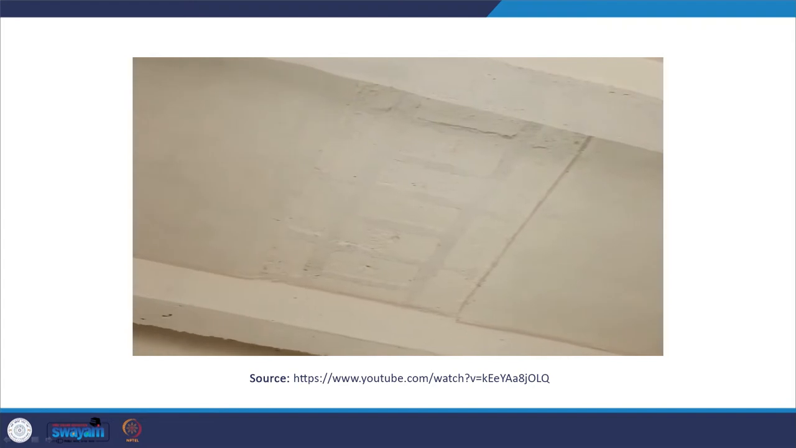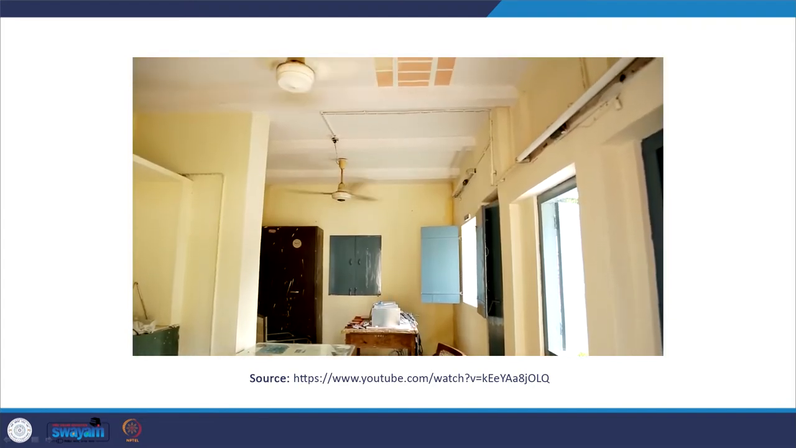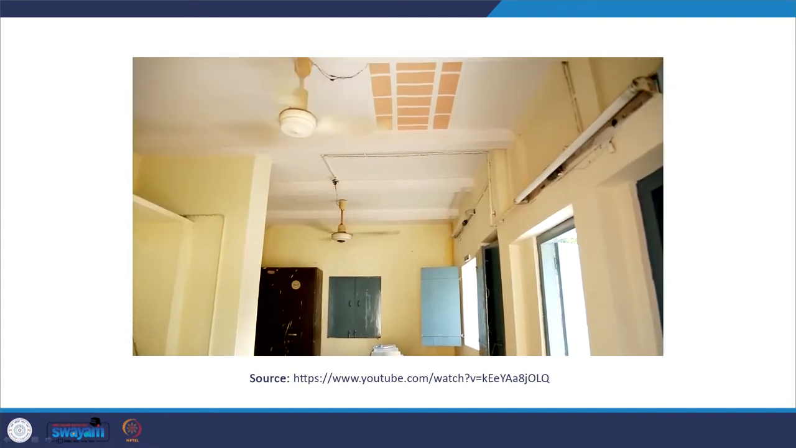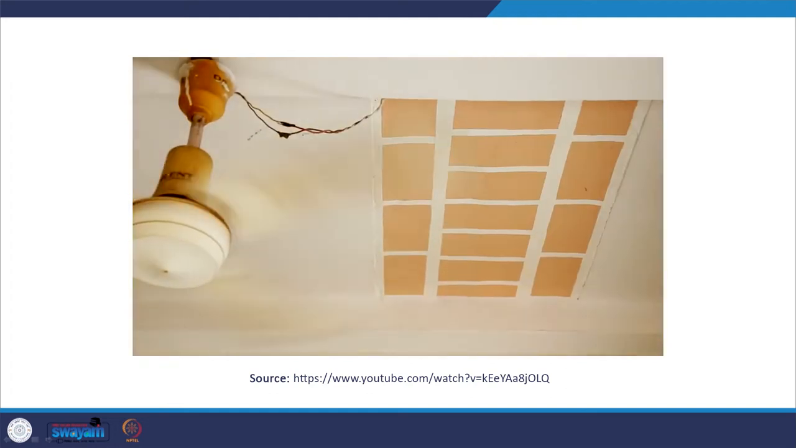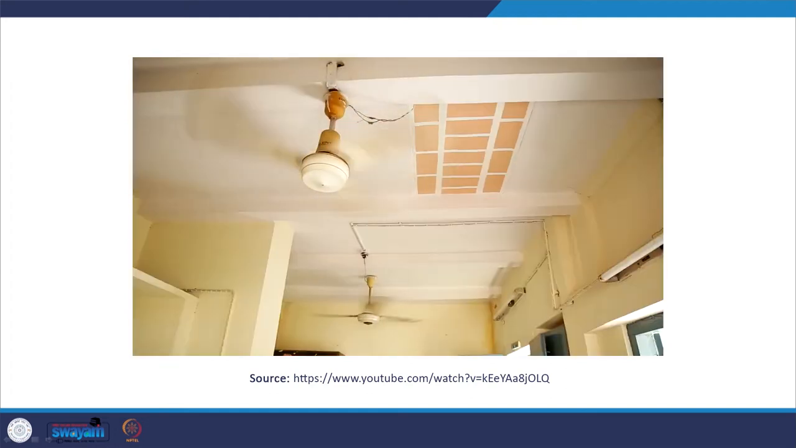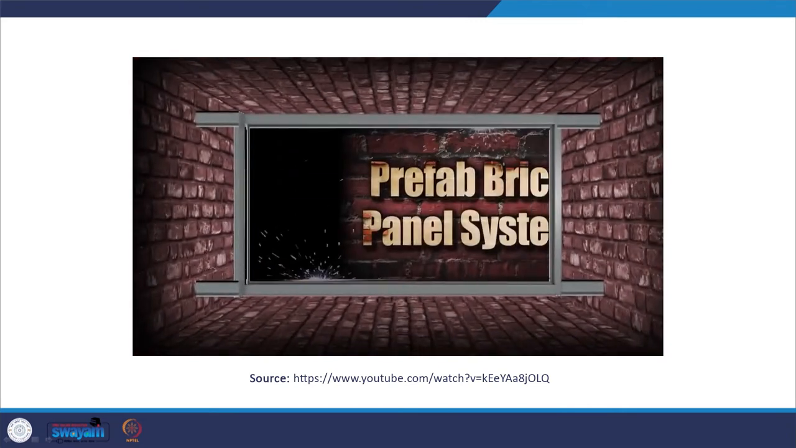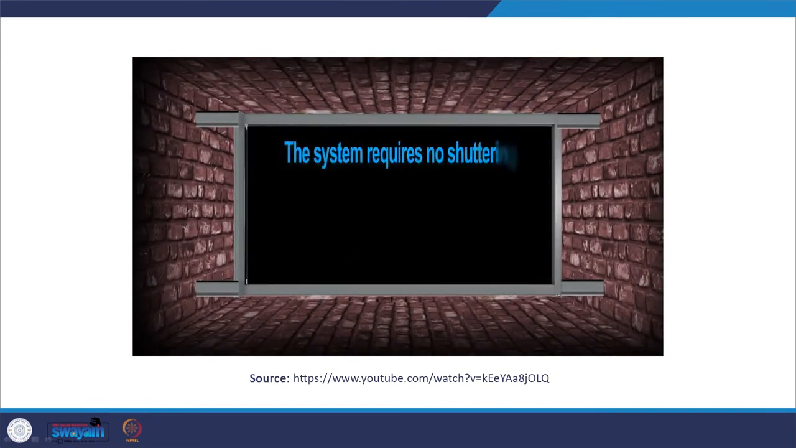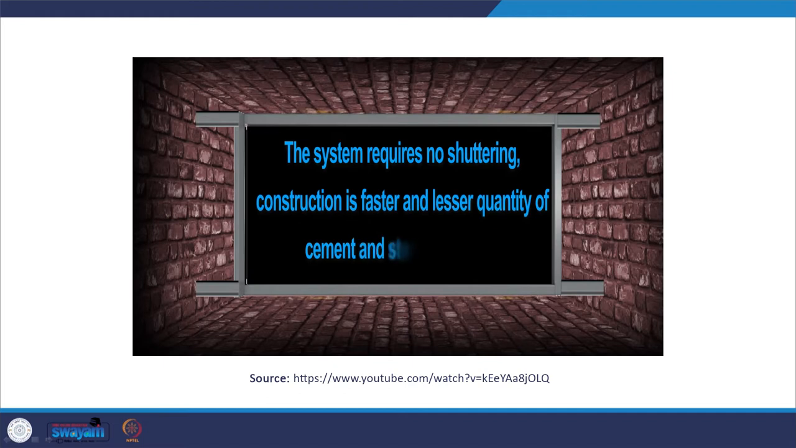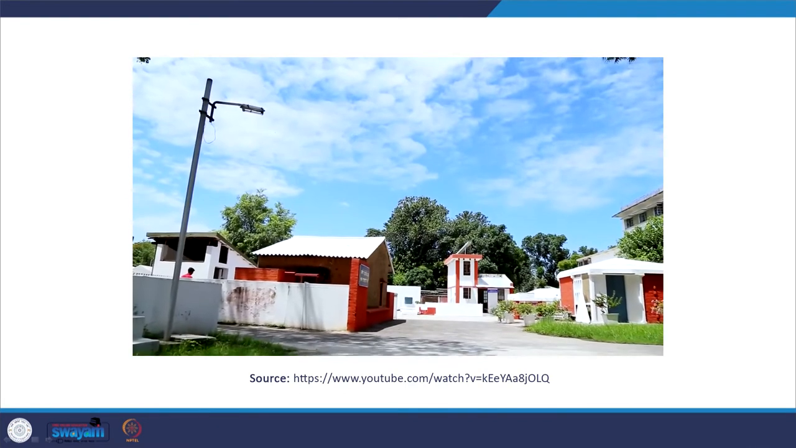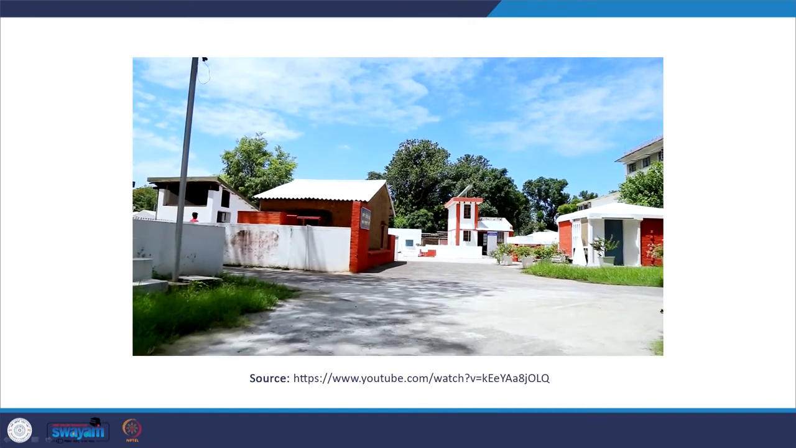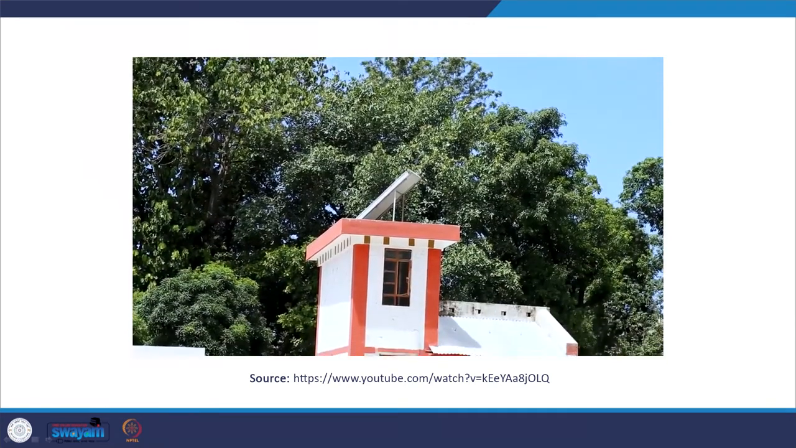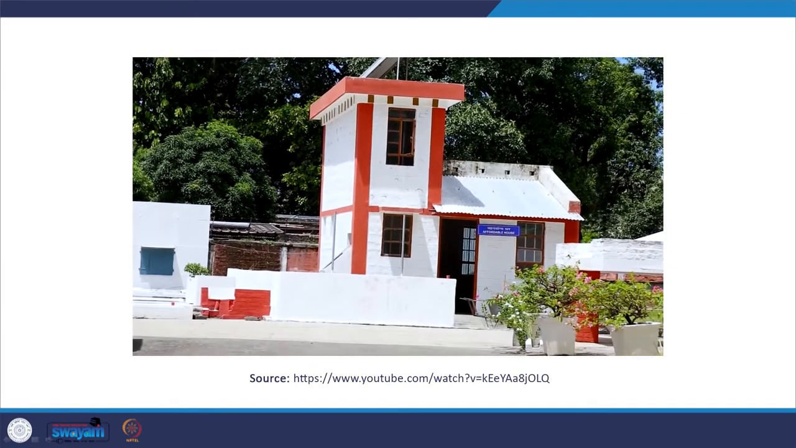Simplicity, economic and ease in adoption are a few characteristics that make this prefab brick panel system for roofing and flooring a great success. This system requires no shuttering, construction is faster, and lesser quantity of cement and steel is required. This type of roof is almost 25% cheaper than RCC slab in the plains of northern India.